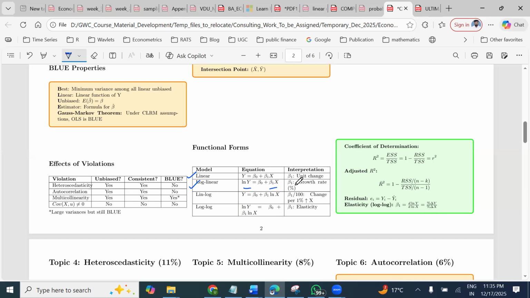Log-linear model: the dependent variable is in log, but the independent variable is not, it is in original form. So we use the log-linear model to measure the growth rate. If I remember, I told you once, maybe you have forgotten. Then the lin-log model, where the dependent variable is in original form and the independent variable is in logarithmic form.